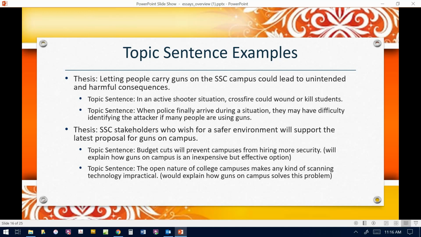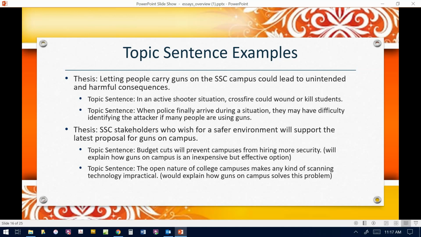So the first thesis we were looking at was about the unintended and harmful consequences of letting people carry guns on SSC campus. And so, just 2 sample topic sentences would be, in an active shooter situation, crossfire could wound or kill students. So that's obviously an unintended or harmful consequence, right? The second unintended or harmful consequence is that police might not be able to determine who the real danger is if people are carrying guns on campus, right? So you can see how those are arguments that support this person's contention, right?